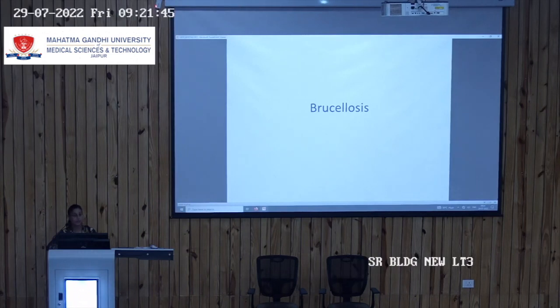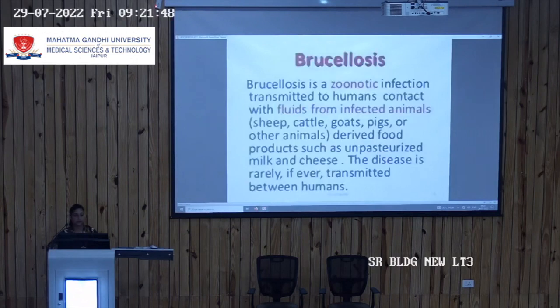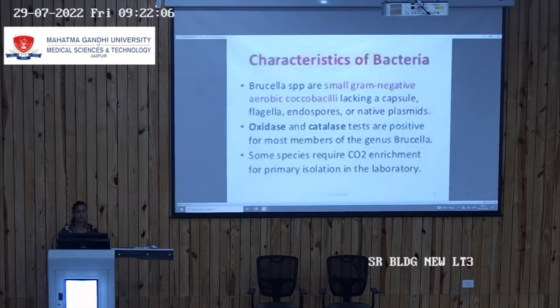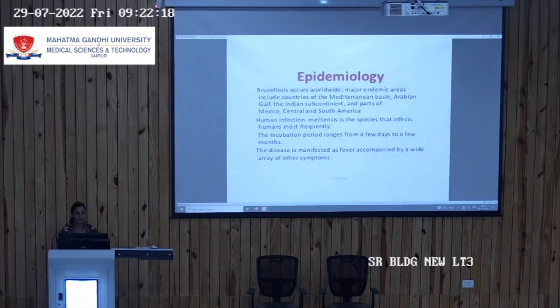So next is brucellosis. It is a zoonotic infection. Zoonotic means transmitted from animals to humans, with fluids from infected animals like unpasteurized milk and cheese. They may transmit this disease. The bacteria Brucella is a gram-negative aerobic cocobacilli, and the tests to identify this bacteria are oxidase and catalase.